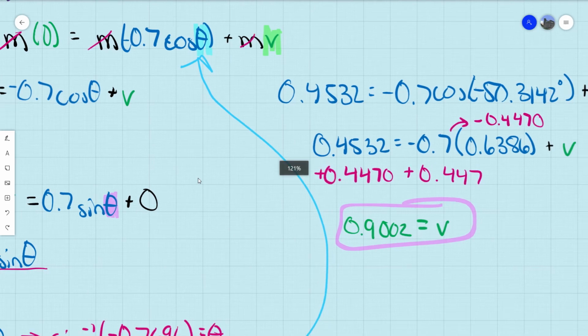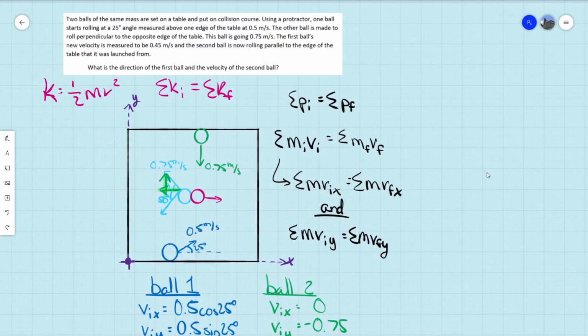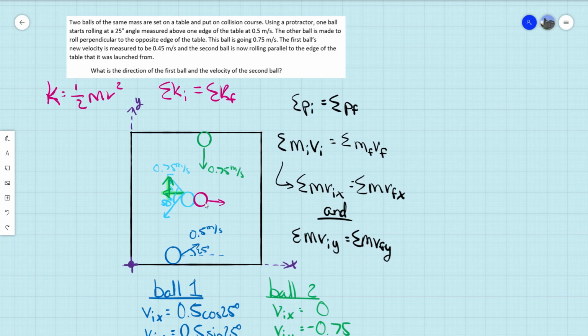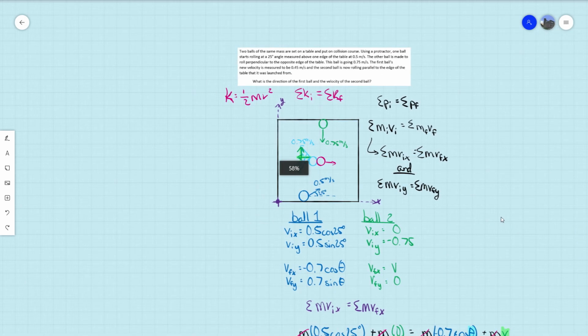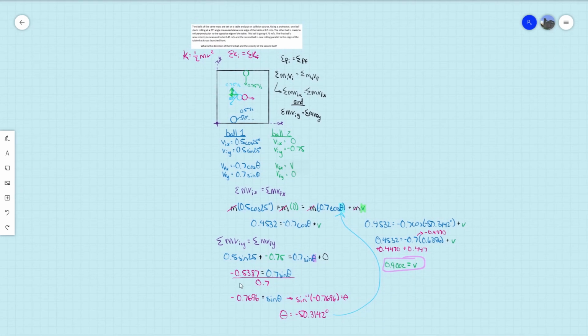So this is the second ball, post-colliding, going strictly in the positive x direction at 0.9 meters per second. And the first ball is going 50 degrees below the horizontal, which means we have solved this problem up here. What was the direction of the first ball? Negative 50 degrees. And the velocity of the second ball? Positive 0.9 meters per second. And this approach that I've done here, this is the approach you do for every totally elastic collision problem. Inelastic is a little different, but not much, and there's going to be another video about that.